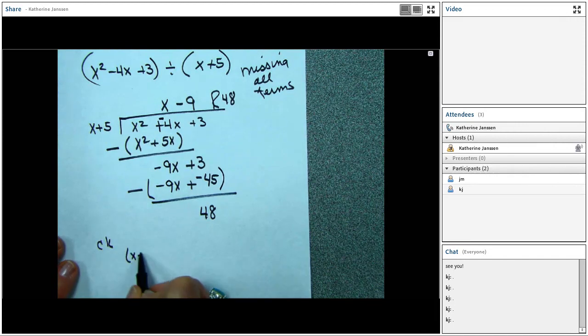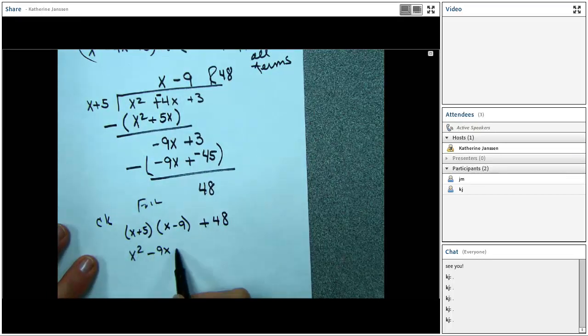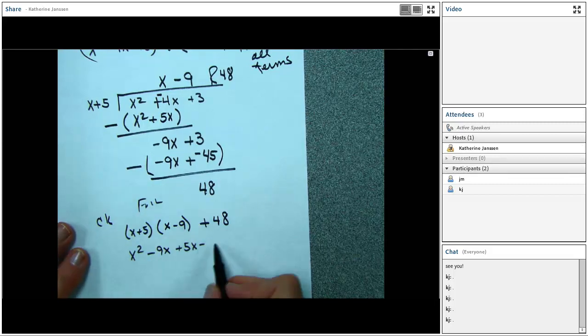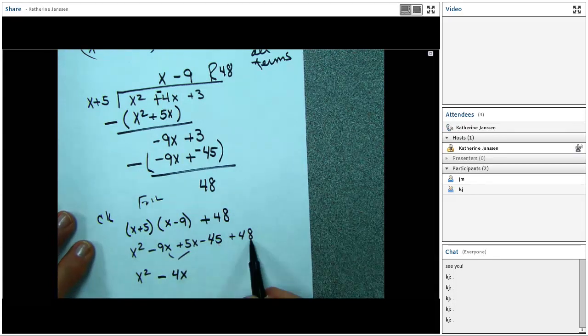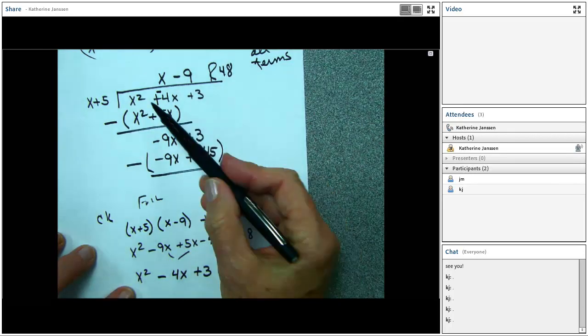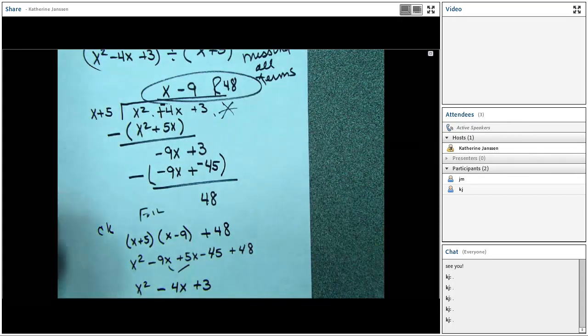Checking my divisor times my quotient plus the remainder. I'm going to use FOIL. x squared minus 9x plus 5x minus 9 times 5 is 45 plus 48. x squared, collect like middle terms. Looks like that's going to be a negative 4x. And a negative 45 plus positive 48 would be a positive 3. x squared minus 4x plus 3 is your dividend. So you can circle your answer.